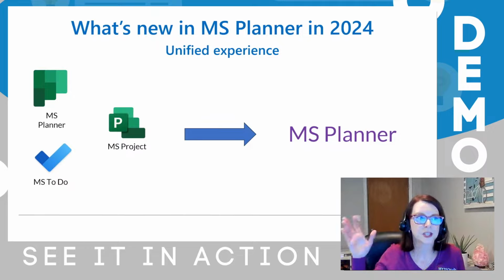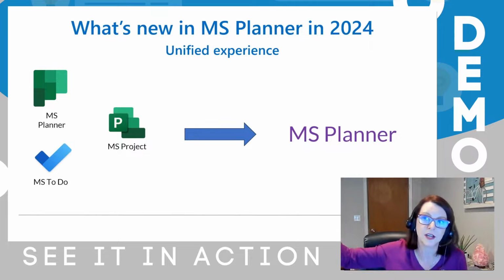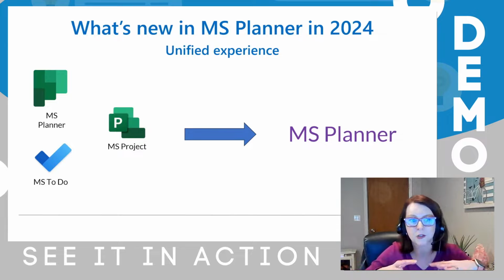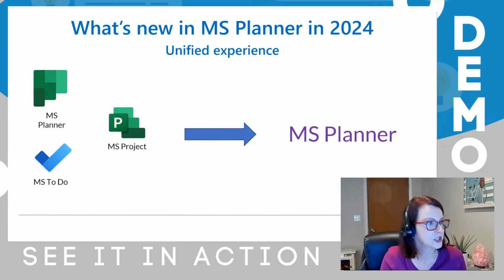So one of the biggest changes coming to Microsoft Planner in 2024 is really a more unified experience. Microsoft Planner, Microsoft To Do, and Microsoft Project, which is obviously a completely standalone product right now with its own licensing costs attached to it, will all be unified under one name, Microsoft Planner. Thank goodness. So that's one of the biggest changes. There's a couple of other really cool features coming as well.